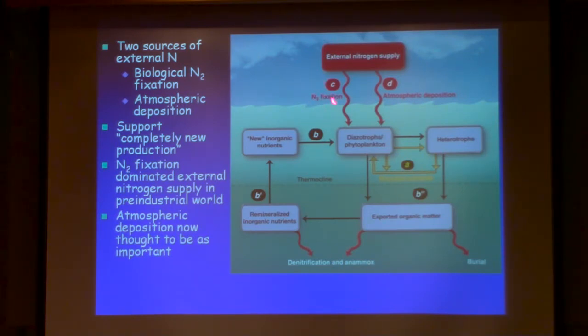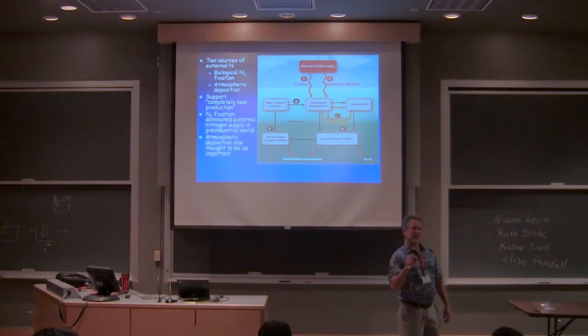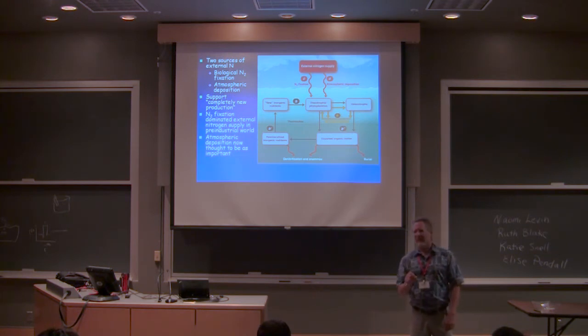One is nitrogen fixation by diazotrophs and atmospheric deposition. Pre-industrial, nitrogen fixation was the dominant supply of new nitrogen, completely new nitrogen, this external supply. But atmospheric deposition has become much more important in recent times. There was an article, I didn't quite get a chance to snitch some of the figures from it, but it's on organic matter in coral from the South China Sea.